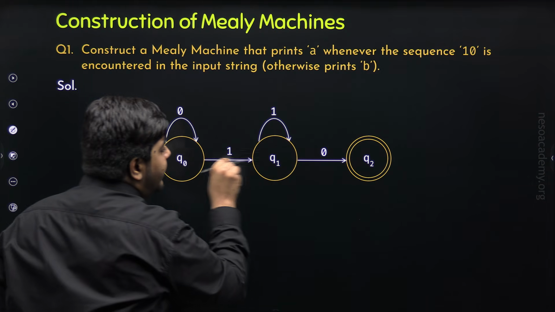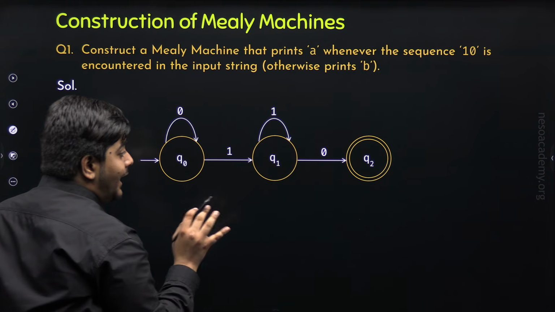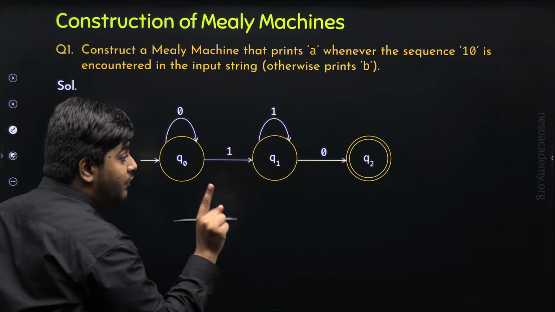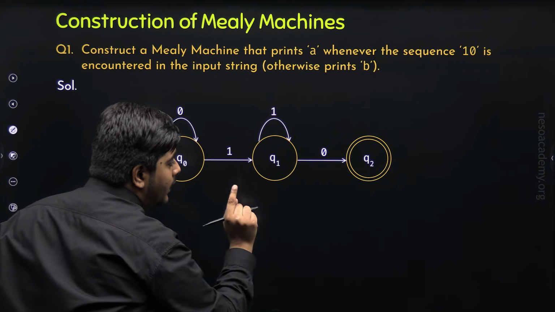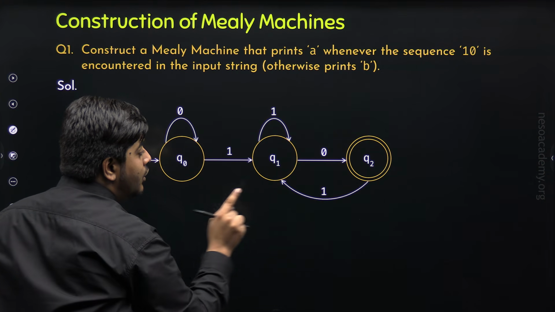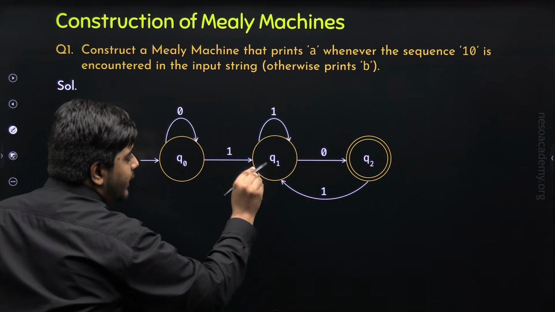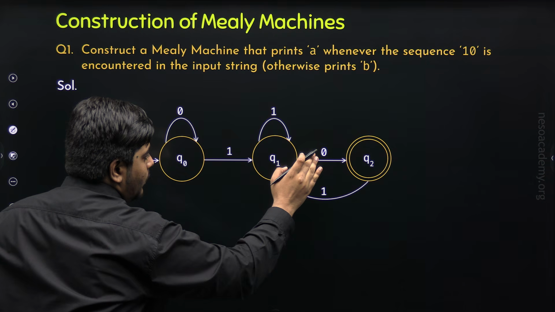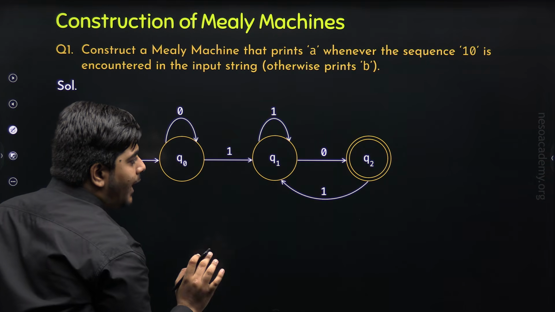Now the string is already ending with 1, 0. And if 1 comes after 1, 0, then we need to go back to the state Q1 so that my string ends with 1, 0. And if 0 comes after 1, 0, then it will destroy the whole pattern.